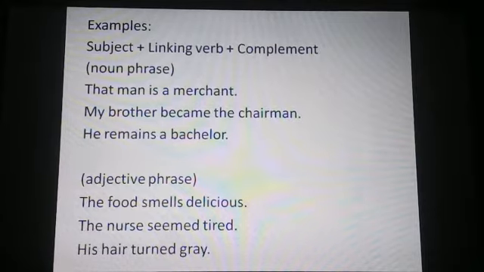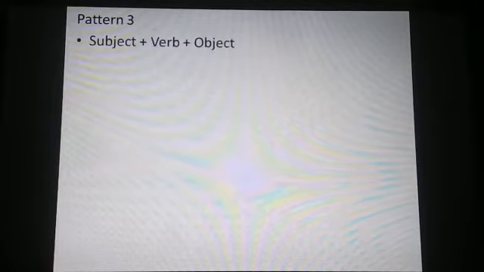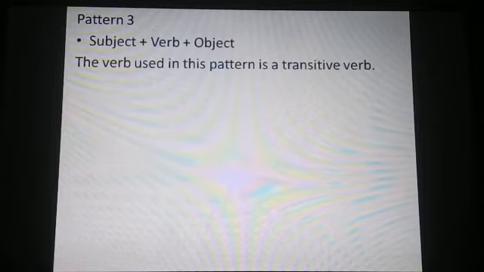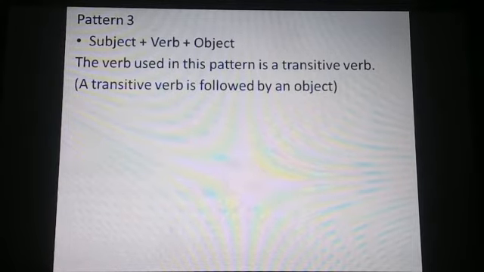Now, let us move on to the third pattern. Pattern number 3, the third pattern is subject plus verb plus object. The verb used in this pattern is a transitive verb. A transitive verb is followed by an object. That means a transitive verb requires an object to complete the meaning of a sentence.